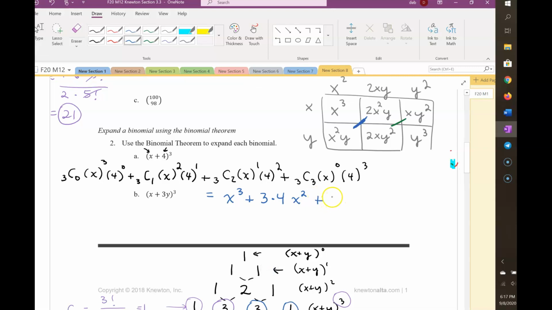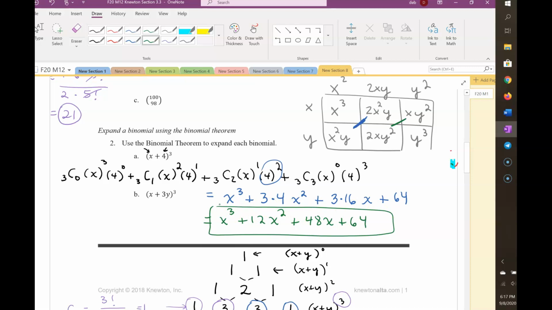So then in the next term, I have 3 times a 16. Here's my 16. And an x. Plus 3 choose 3 is 1. X to the 0 is 1. And 4 cubed is going to be 64. So my final answer is going to be x cubed plus 12x squared plus 48x plus 64.